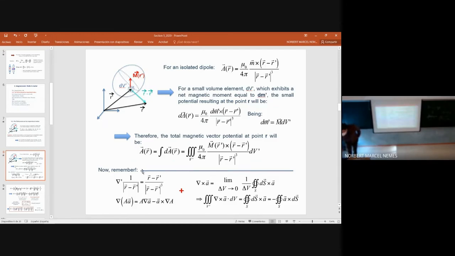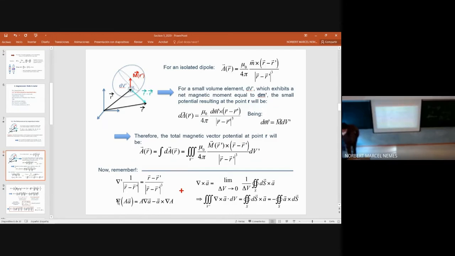First of all, the R over R cubed, this one, can be turned into a gradient of just 1 over R, as we know from electrostatics. We can decide whether we use the gradient with respect to the R prime variables or the gradient with respect to the R variables. Since the position of observation is fixed, it doesn't seem to make much sense to take the gradient with respect to R. We will take it with respect to R prime.